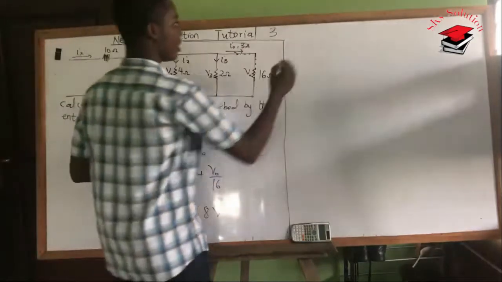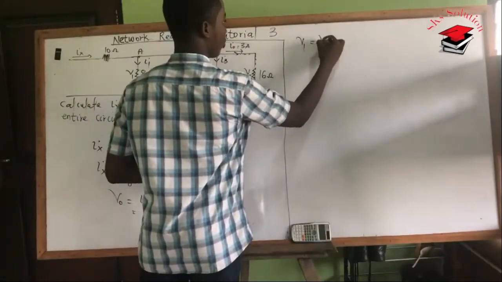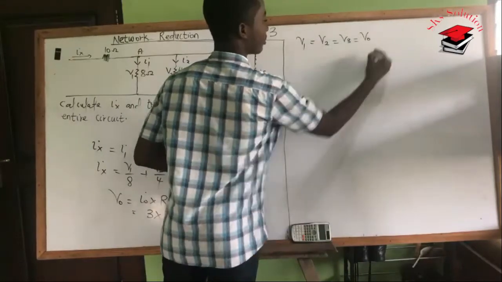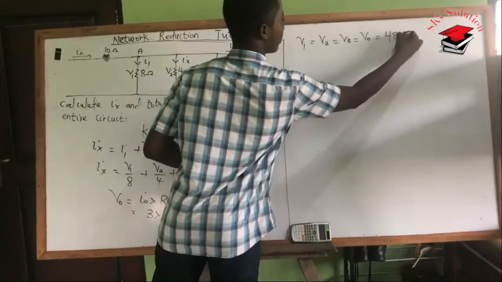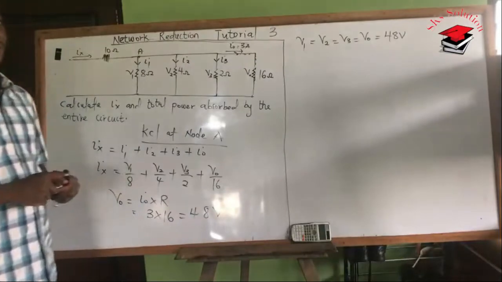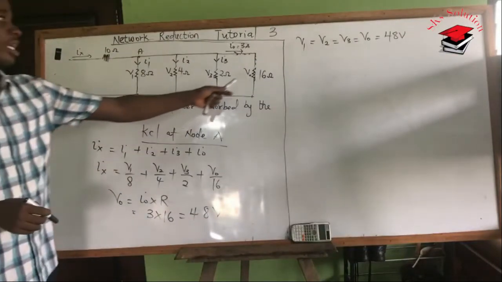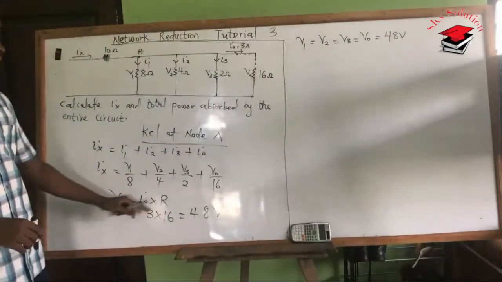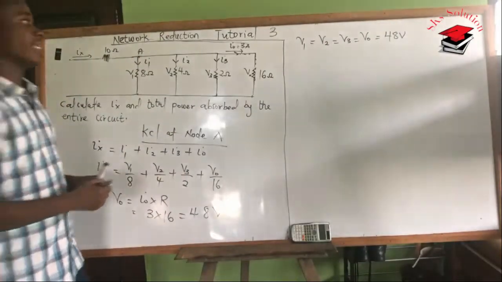So we can conclude that our V1 is equal to V2 is equal to V3 is equal to what? V naught, which is what? 48 volts, because they are in parallel. So they are all sharing the voltage across the 16. So we can substitute these values into our KCL equation, then find our Ix.